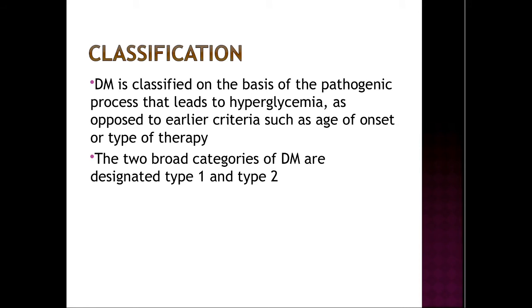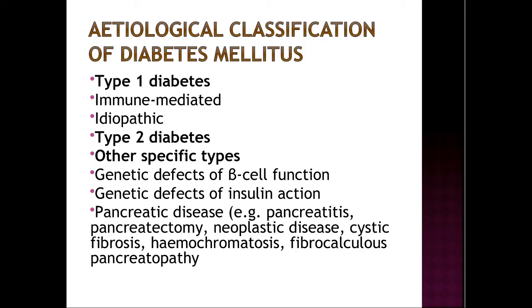Diabetes mellitus is classified on the basis of the pathogenic processes that lead to hyperglycemia, as opposed to earlier criteria such as age of onset or type of therapy. The two broad categories of diabetes mellitus are designated type 1 and type 2 diabetes mellitus. When we talk about the first type, it's probably an immune-mediated form of pathology with idiopathic predisposition.